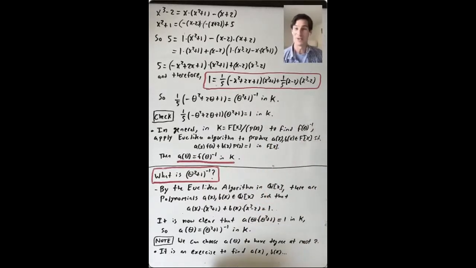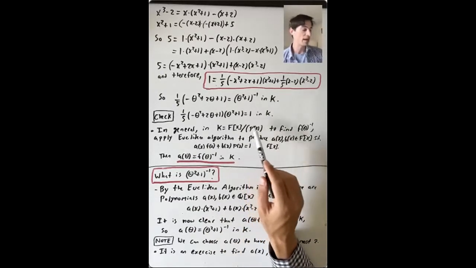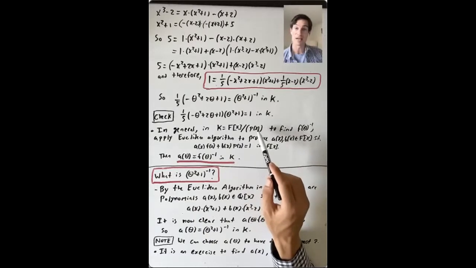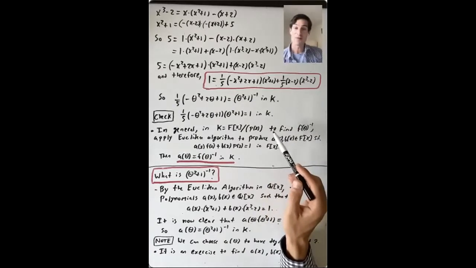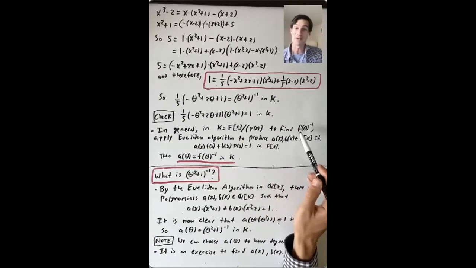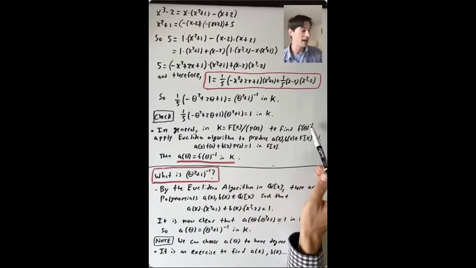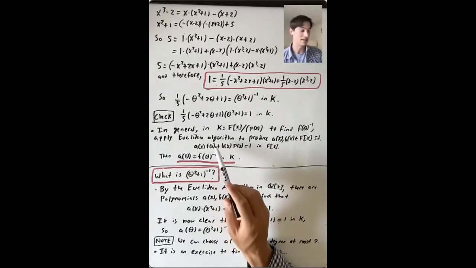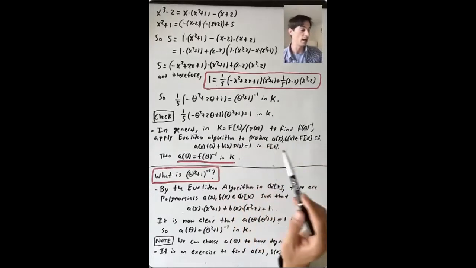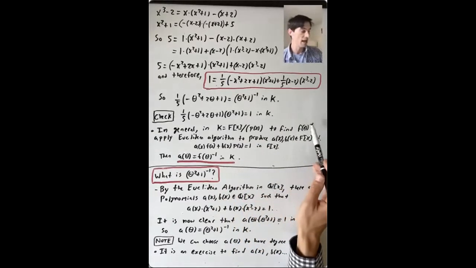Okay, so in general, what do you do? This is one polynomial in one field. But in general, if you have this field that's given by F[x], where F is a field, mod the ideal generated by p(x), an irreducible polynomial of degree n, let's say, and you have f(theta), a polynomial in theta of degree at most n minus 1, so an element of K, how do you find f(theta) inverse? You apply the Euclidean algorithm to produce two polynomials, a(x) and b(x), in F[x], such that a(x) times f(x) plus b(x) times p(x) equals 1 in F[x].